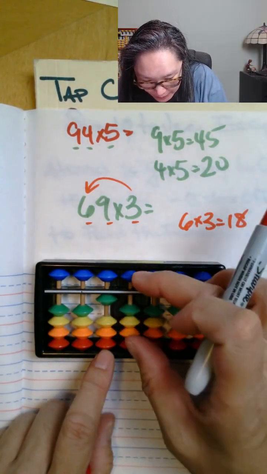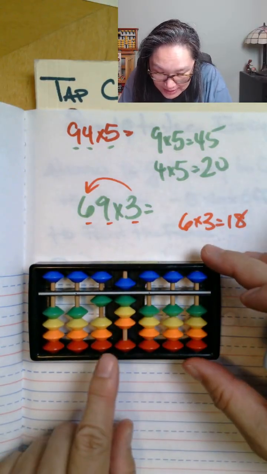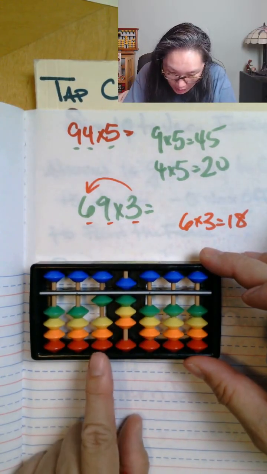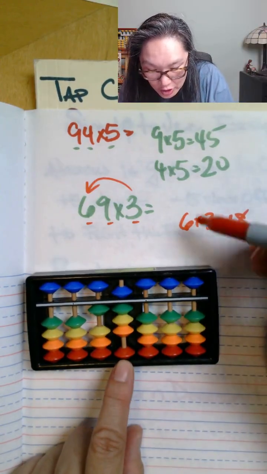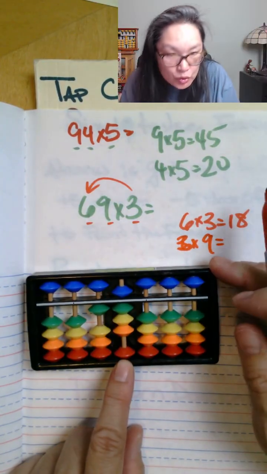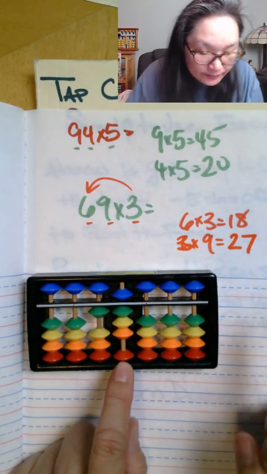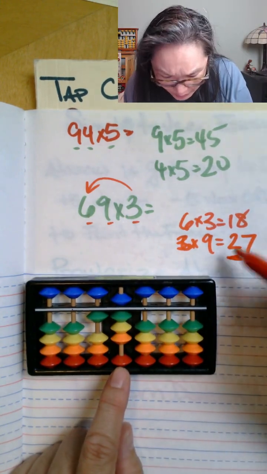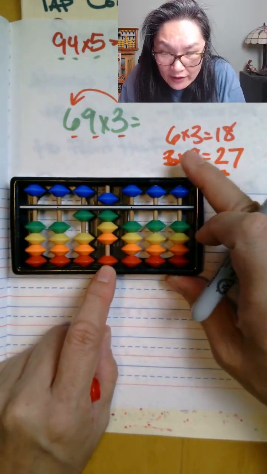So 18, plus 1, plus 8. Notice I'm going to move my finger to this one because this is the last number that I touch. This is the last column that I touch. So I move my finger to the top, to the last column that I touch. So my next one is 3 times 9 is equal to 27. Is that right? Yeah. So now I'm going to add my 2. Notice there's not enough beads to add the 2.